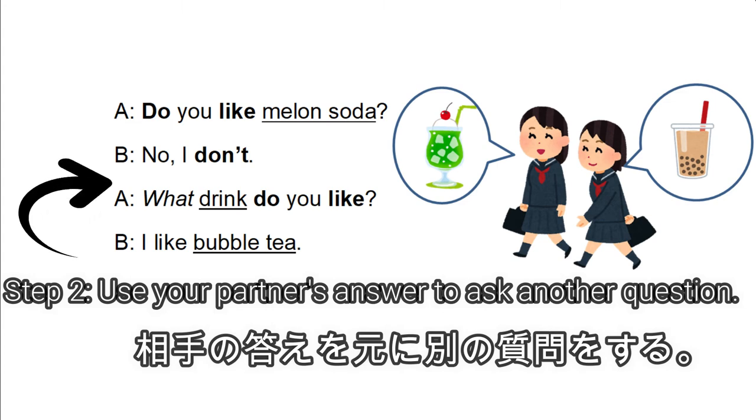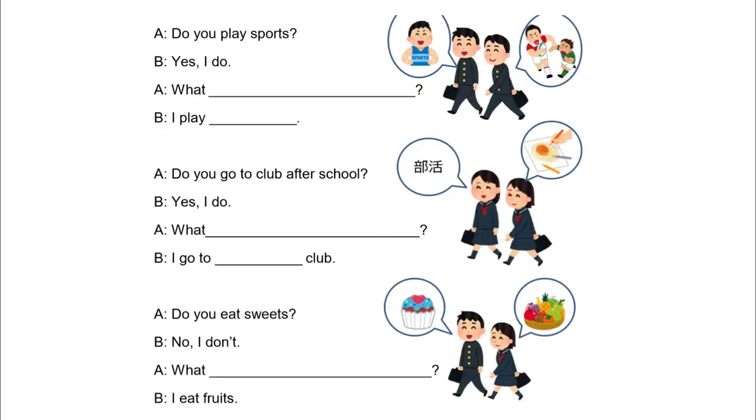So her friend doesn't drink melon soda. So she wants to know, "What drink do you like?" And her friend answers, "I like bubble tea." Let's practice a little more. Please look at the rest of the exercises on the page.